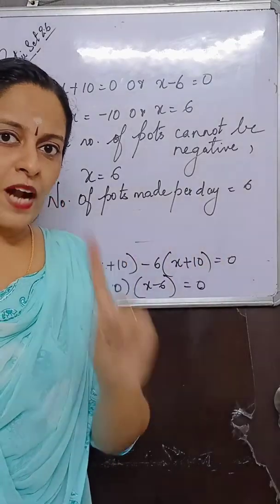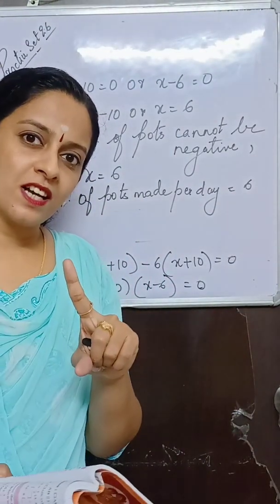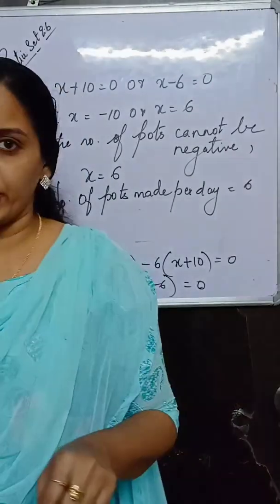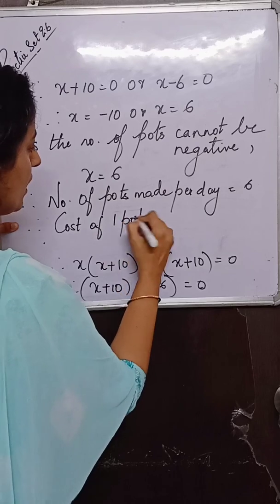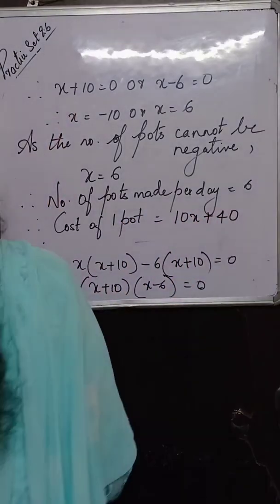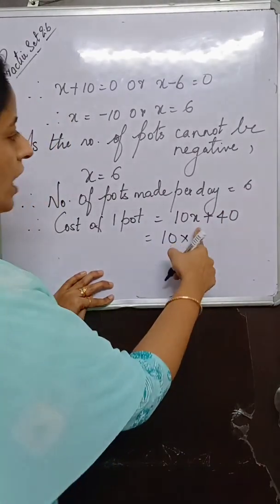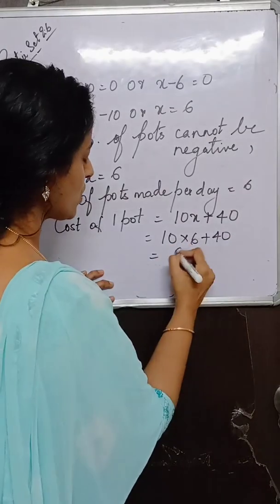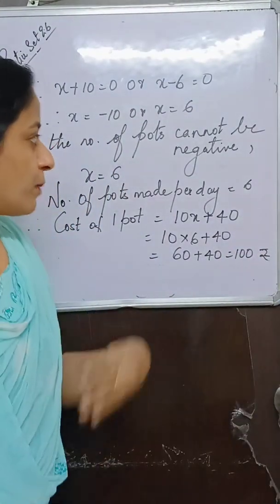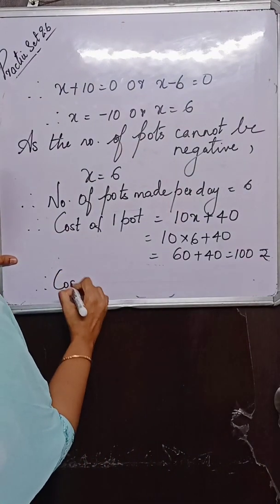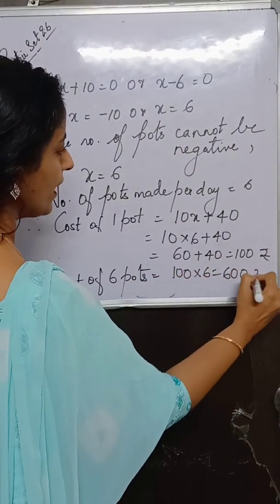6 pots. 1 pot cost was how much? Go through the condition. Cost of 1 pot was 10x plus 40. So what will be the cost of 6 pots? Cost of 1 pot is equal to 10x plus 40. So what will be the value? 10 into x, we got 6, plus 40. 10 into 6 is 60 plus 40. 100 rupees. This is the cost of 1 pot. So what will be the cost of 6 pots? Therefore, cost of 6 pots is equal to 100 into 6, 600 rupees.